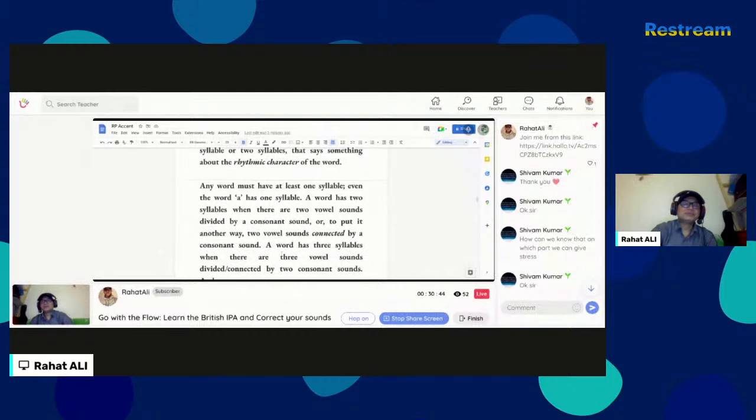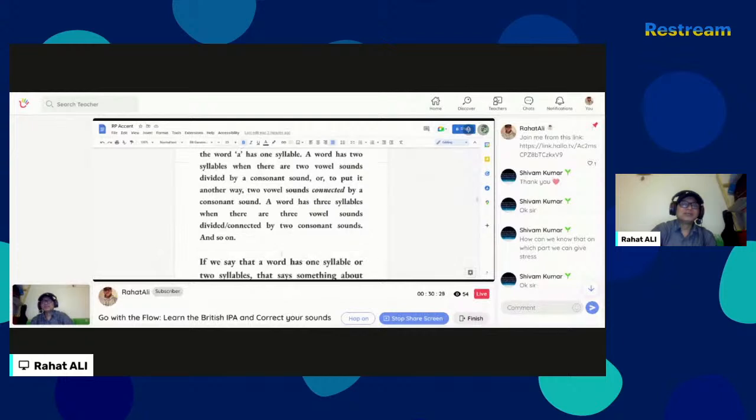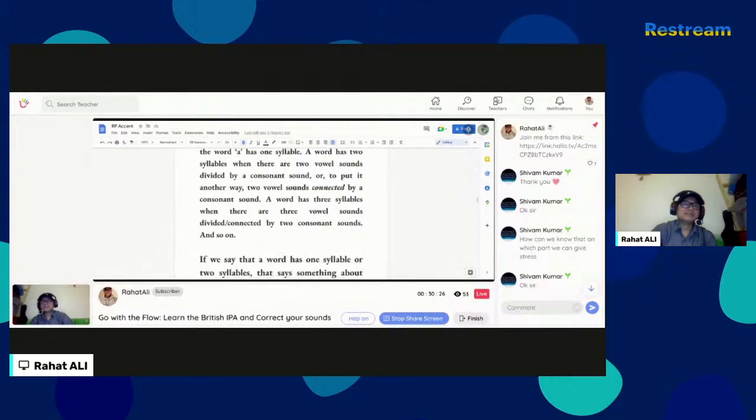Okay, so any word must have at least one syllable, even though A has one syllable. A word has two syllables when there are two vowel sounds divided by a consonant sound. Or to put it another way, two vowel sounds connected by a consonant sound. A word has three syllables when there are three vowel sounds divided or connected by two consonant sounds, and so on.